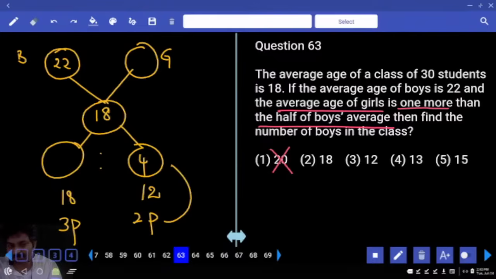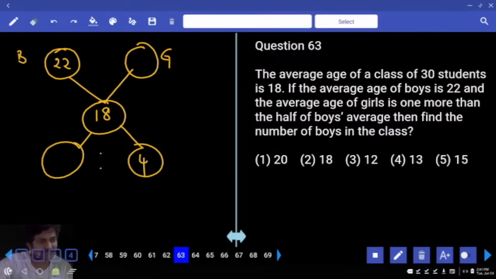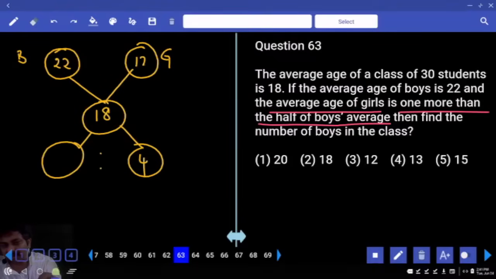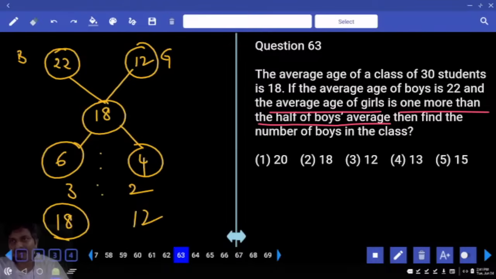2 parts is equal to... wait a minute, why are we making such a fuss? We can do it simply. Average age of girls is 1 more than half of boys average. Half of boys average is 11. 1 more, 12. 12 and 18 difference. 6:4, in the sense 3:2. 60%, 40%. 60% of 30, 40%, 12. Boys are 18. We can get the answer to the question directly there.